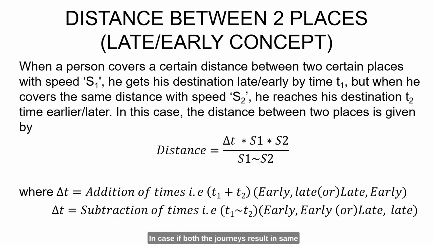In case both the journeys result in the same outcome, that is early early or late late, then the two times will be subtracted. Thus we can find the distance between the two places as del t multiplied by s1 multiplied by s2, the whole divided by s1 difference s2.